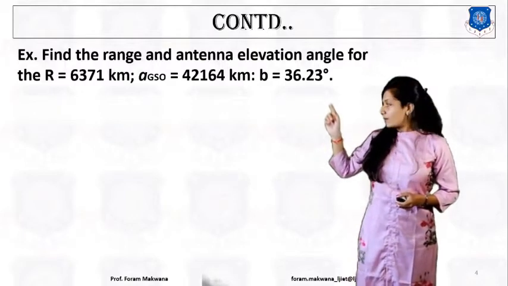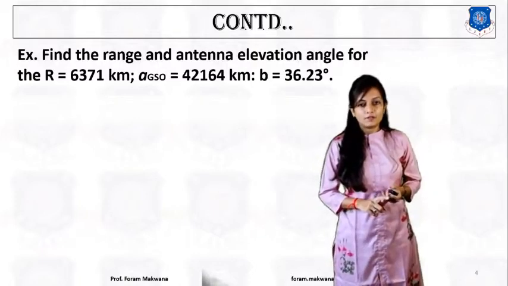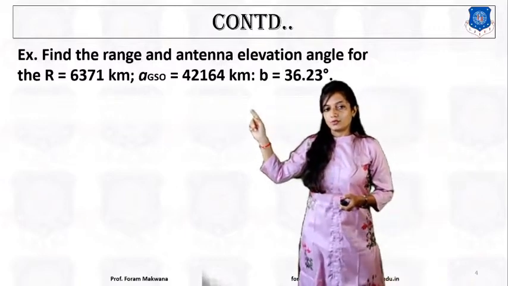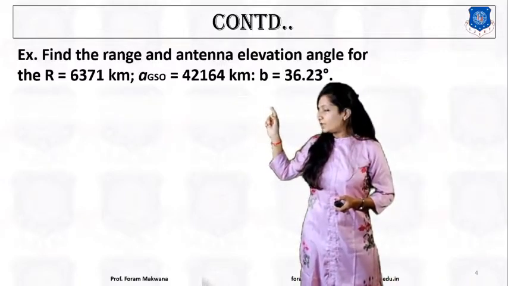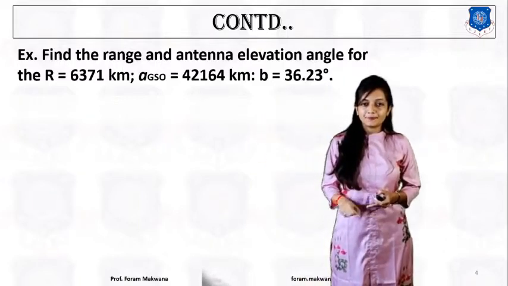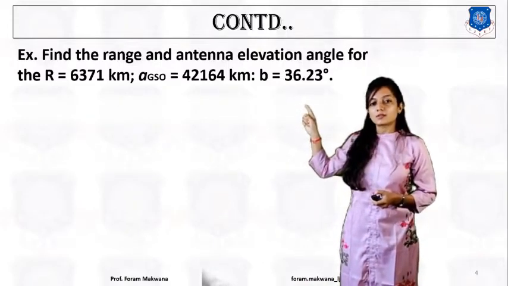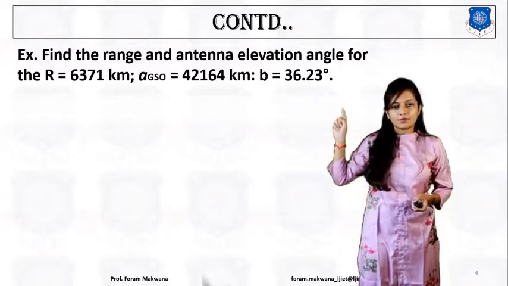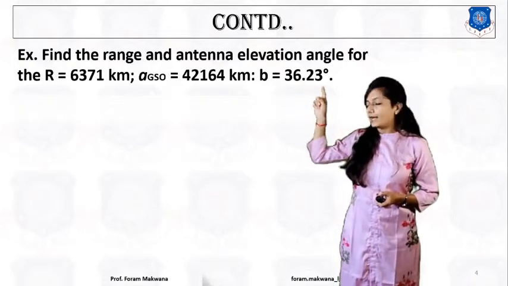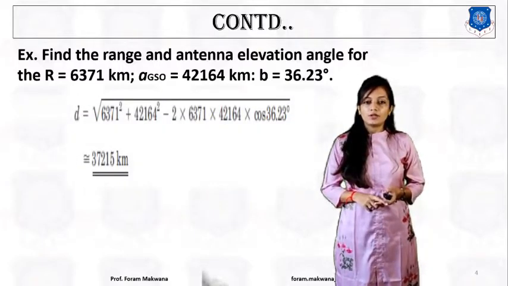Now, let's take one example. Find the range and the antenna elevation angle for the radius of earth, which is already given, that is 6371 kilometer, and AGSO, which is 42,164 kilometer, the radius of the geostationary orbit. The value of small b is given, that is 36.23 degree. What we need to calculate is first the range and then the antenna elevation angle. First, we are going to calculate the range.